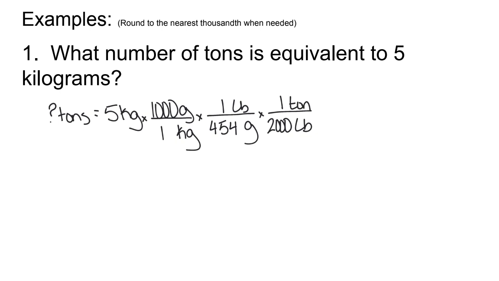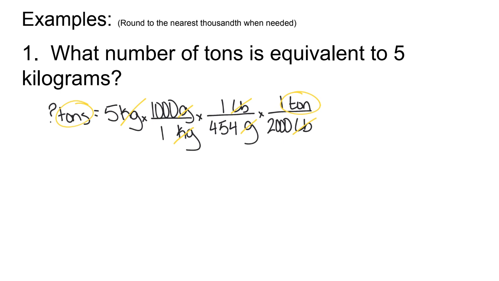Let's check and make sure we did what we needed to. Kilogram on top and on bottom cancels. Grams on top and on bottom cancels. Pounds on top and pounds on bottom cancels. We're left in tons, which is what we wanted. Time to grab a calculator.